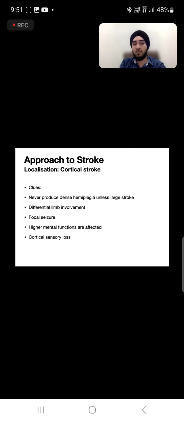So whenever we talk about cortical stroke, the clues are it never produces dense hemiplegia. And now you know the reason why it never produces dense hemiplegia unless it is a large stroke. Large stroke means it involves both subcortex and the cortex. Differential limb involvement. So now we know about the differential limb involvement also, that monoparesis or differential limb weakness is the key to target the cortical stroke localization.